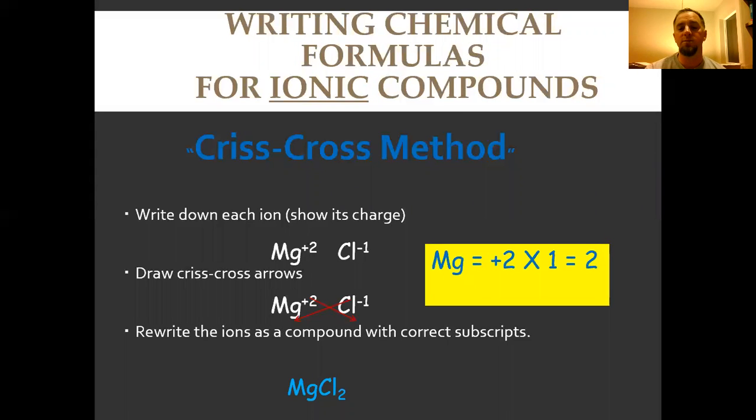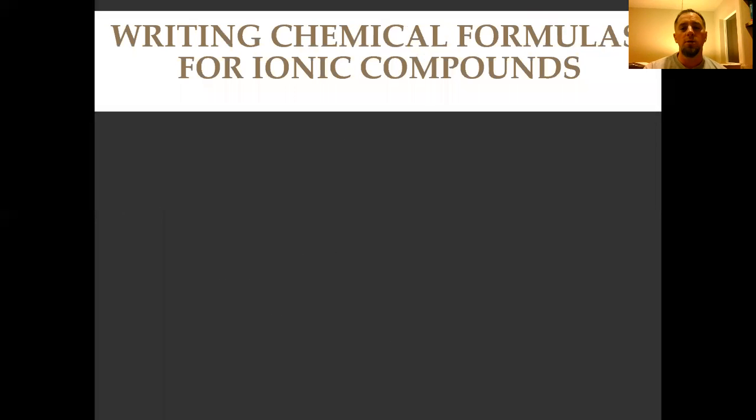All right, so magnesium was 2 plus times 1 gives me a 2 positive charge, and the chlorine was a negative 1 charge. And so 2 of those will then give us a 2 minus charge, which should then cancel out to a net 0 charge.